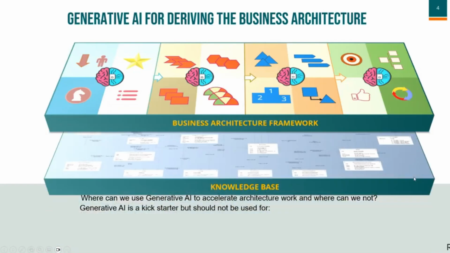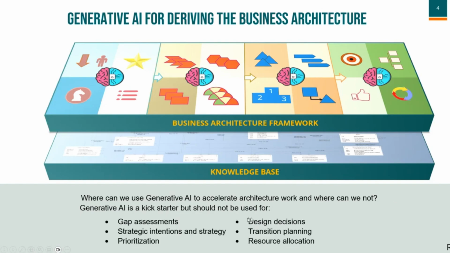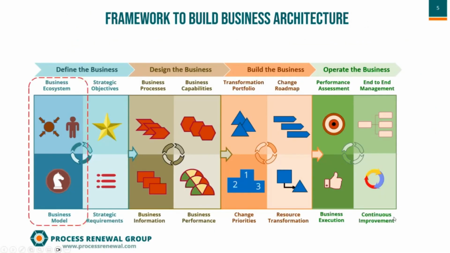But no human being in the world can keep track of all that. We have to have the knowledge base, which QualiWare helps us with. We can still use AI, but AI is not going to help us determine the gap, determine the priorities, determine the design decisions, determine what goes first, and determine what resources go on. So the AI will help us, but we still need the framework. We still need to know what it is we're trying to do.